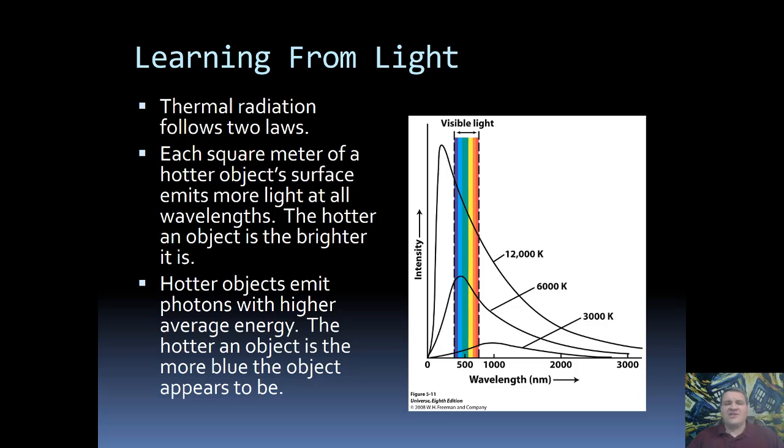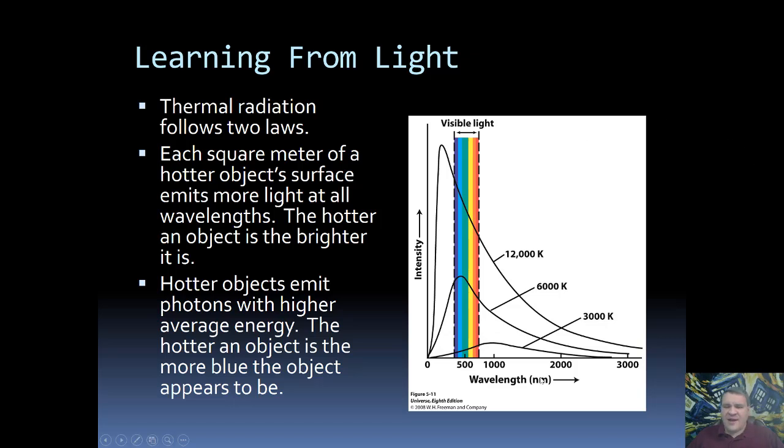So this thermal radiation is actually following two different laws. First, each square meter of a hot object's surface emits more light at all wavelengths. In other words, as the object gets hotter, it's going to give off more light. The second thing we see happening is that as the object is getting hotter, it emits photons with higher average energy. In other words, the peak where the object is giving off the most light is going to transition to shorter wavelengths and higher energies.